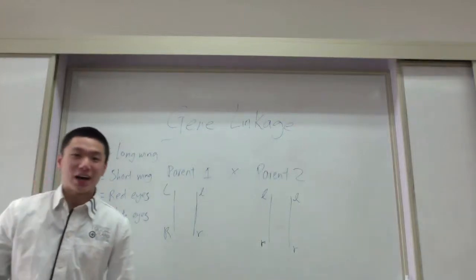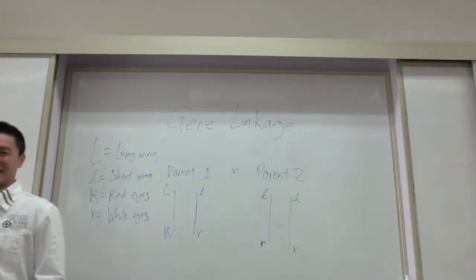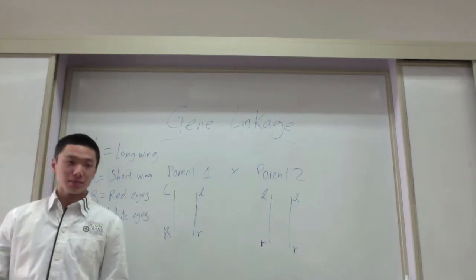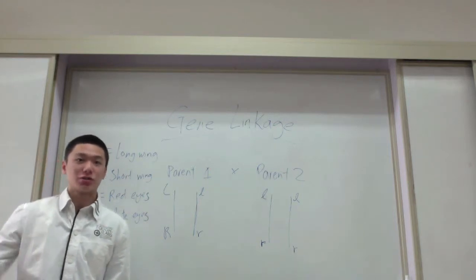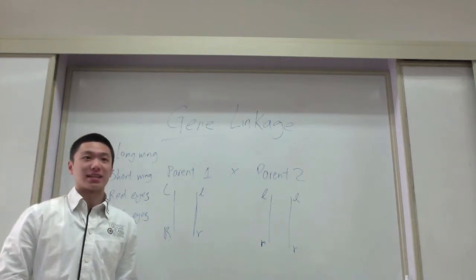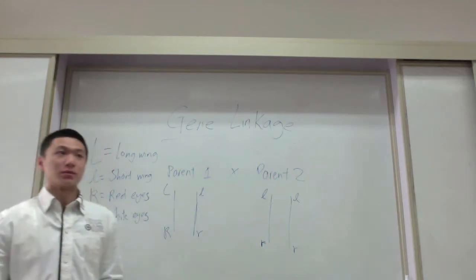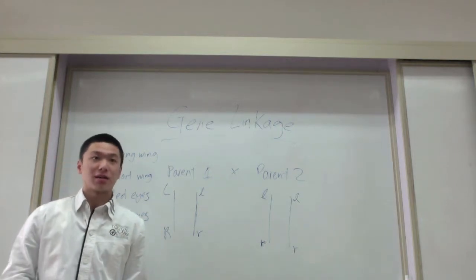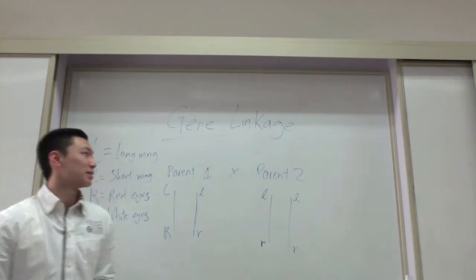Good morning. Today I'll be talking about gene linkage. So gene linkage is the idea that genes are found on the same chromosome and inherited into the next generation. Today I'll be using a fruit fly as an example. The genes coding for wing type and eye color are found on the same chromosome in fruit flies.